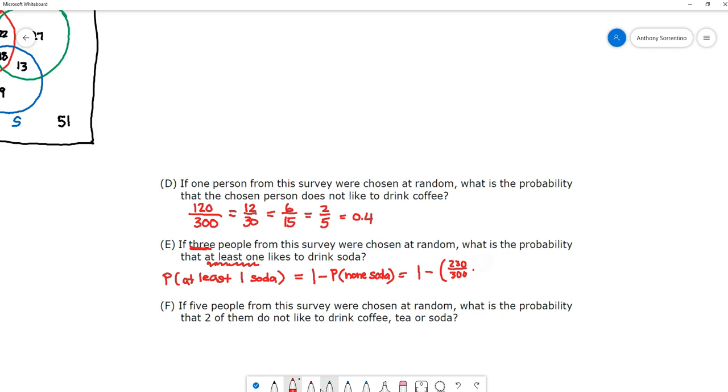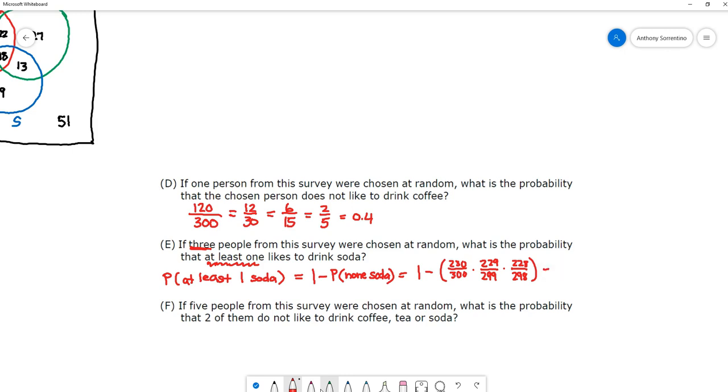And the next person would be 229 out of 299. And the next person would be 228 out of 298. So it's the probability the first person doesn't like it, the probability the next person doesn't like it given that the first person was already chosen and didn't like it, and so forth. You can use the combination method, which I would certainly use if there were much more to it, but this works out to be the same thing.